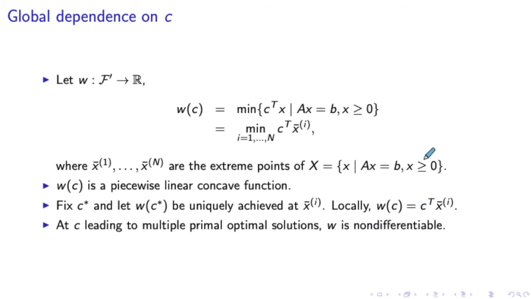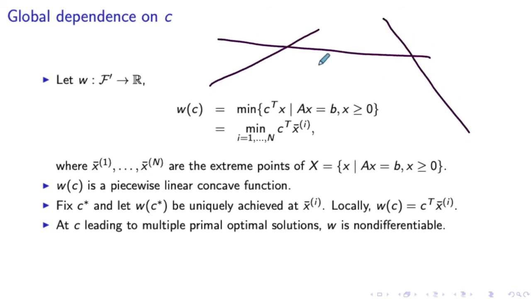However, if we have multiple primal optimal solutions, then we will have non-differentiability for our function w of c. And again, we have a similar situation to what we had with the changes in the right hand side, right? So these points here, they are the points of non-differentiability, so they correspond to multiple optimal solutions for the primal problem, and they correspond to the degeneracy for the dual problem.